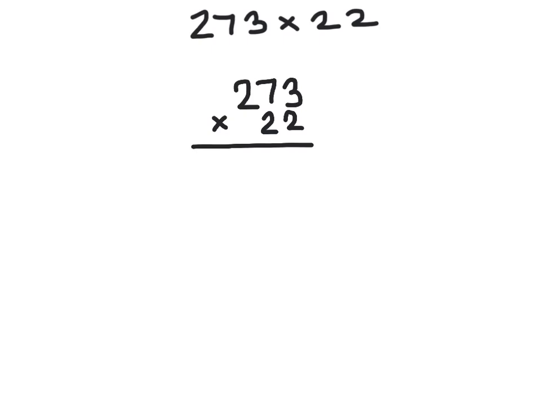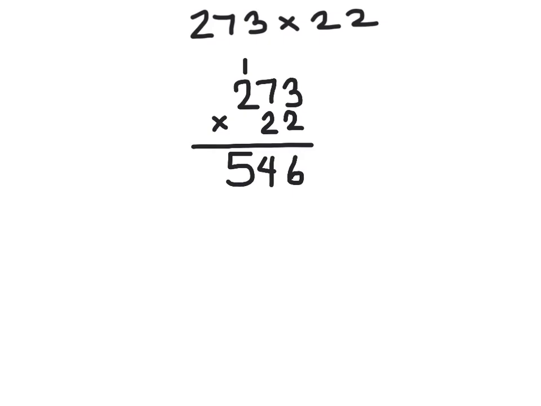So we look at our 2 and we say 2 times 3. 2 times 3 is 6. We write it right here. And then we look at our 2 again and we multiply it by the next number in line, which is a 7. So 2 times 7 is 14. We put the 4 here. We carry the 1. And lastly, 2 times 2 is 4, plus 1 more is 5.